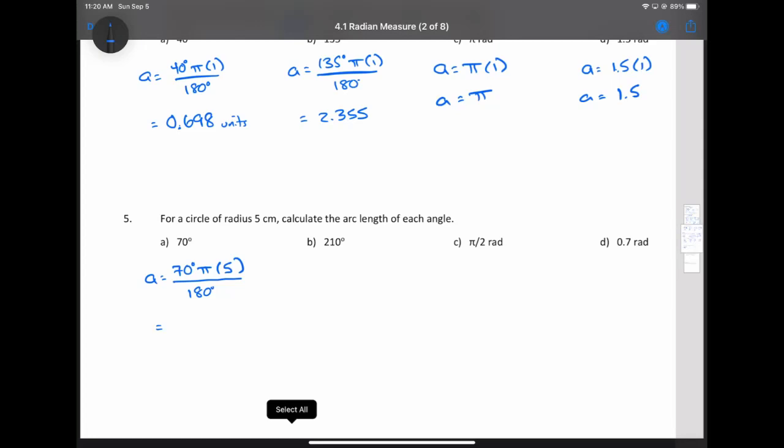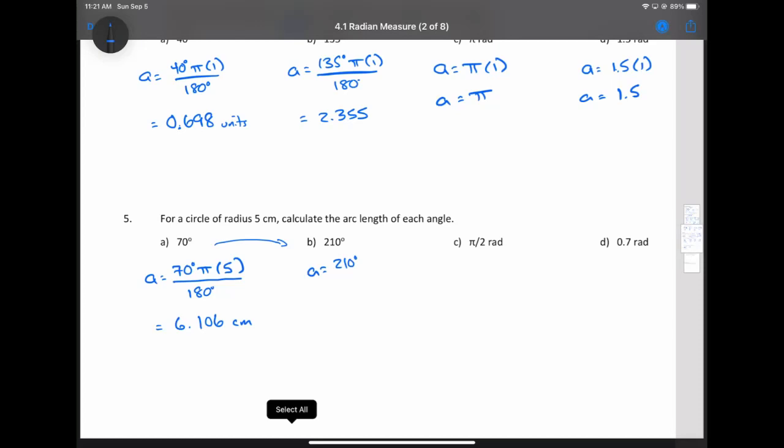Anyway, 70 times 3.14 times 5 divided by 180. And this gives me 6.106 centimeters. Same thing over here. And by the way, before I go any further, I'm just going to note that this should be exactly 3 times bigger since it's 210 versus 70. So I'm expecting this to be 18.318, I think.